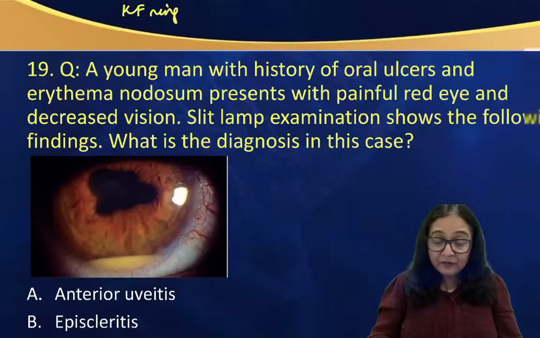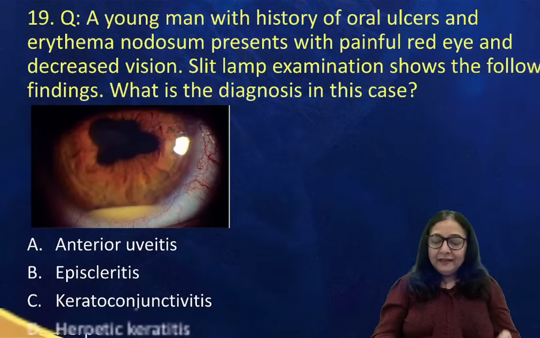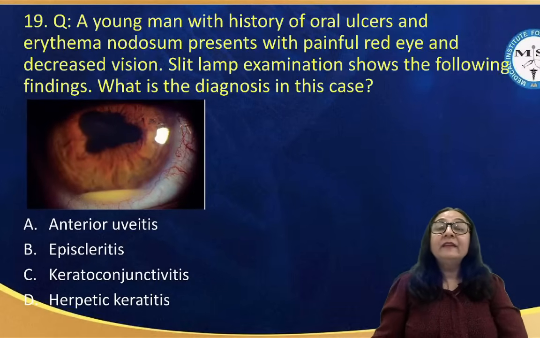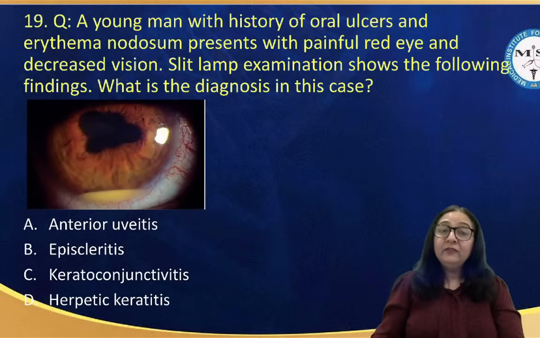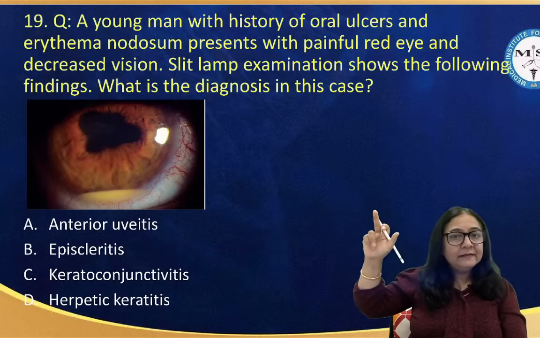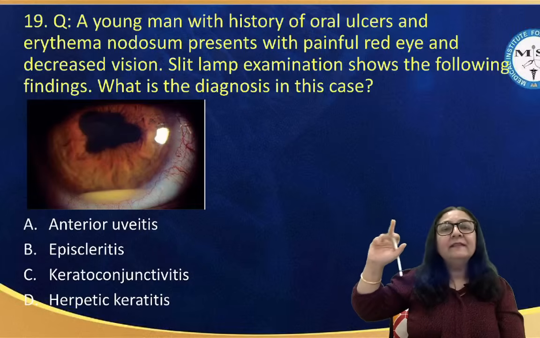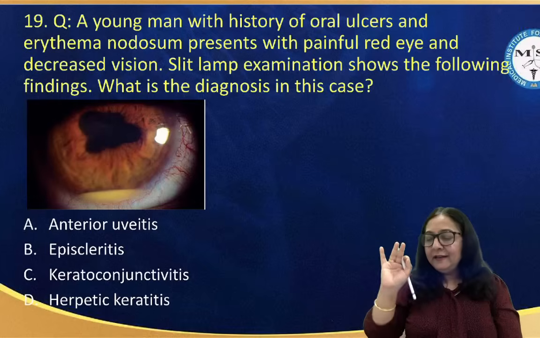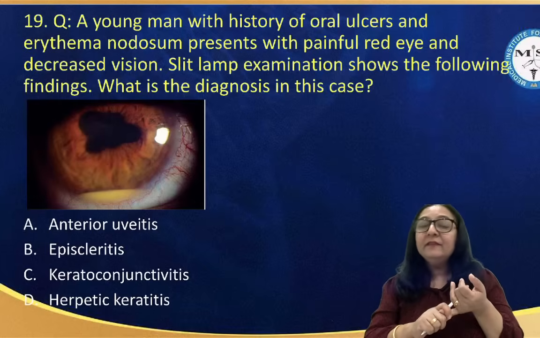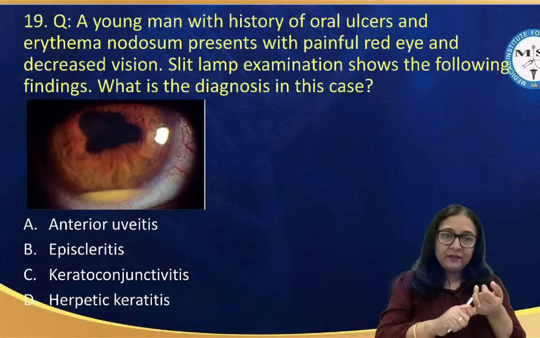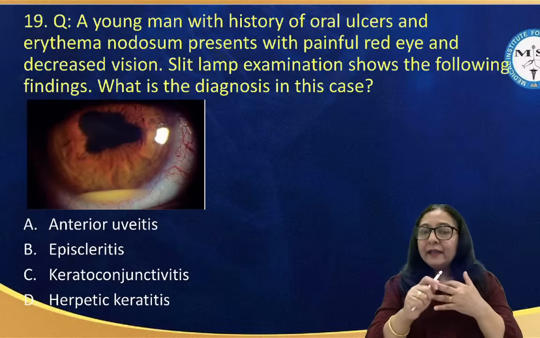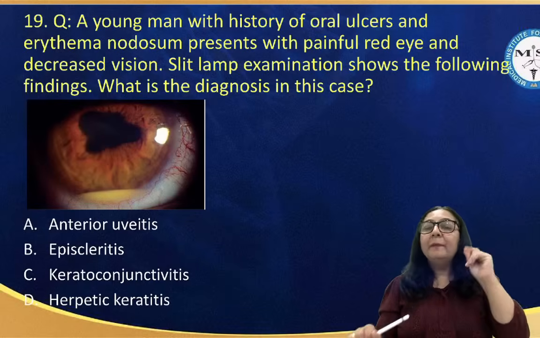Moving to the next question. A young man with a history of oral ulcers and erythema nodosum presents with painful red eye and decreased vision. So in the history: oral ulcers, erythema nodosum, skin lesions, painful red eye, decreased vision. Whenever there is painful red eye with decreased vision, beta, the differential diagnoses include corneal ulcer, anterior uveitis, acute angle closure glaucoma, optic neuritis.